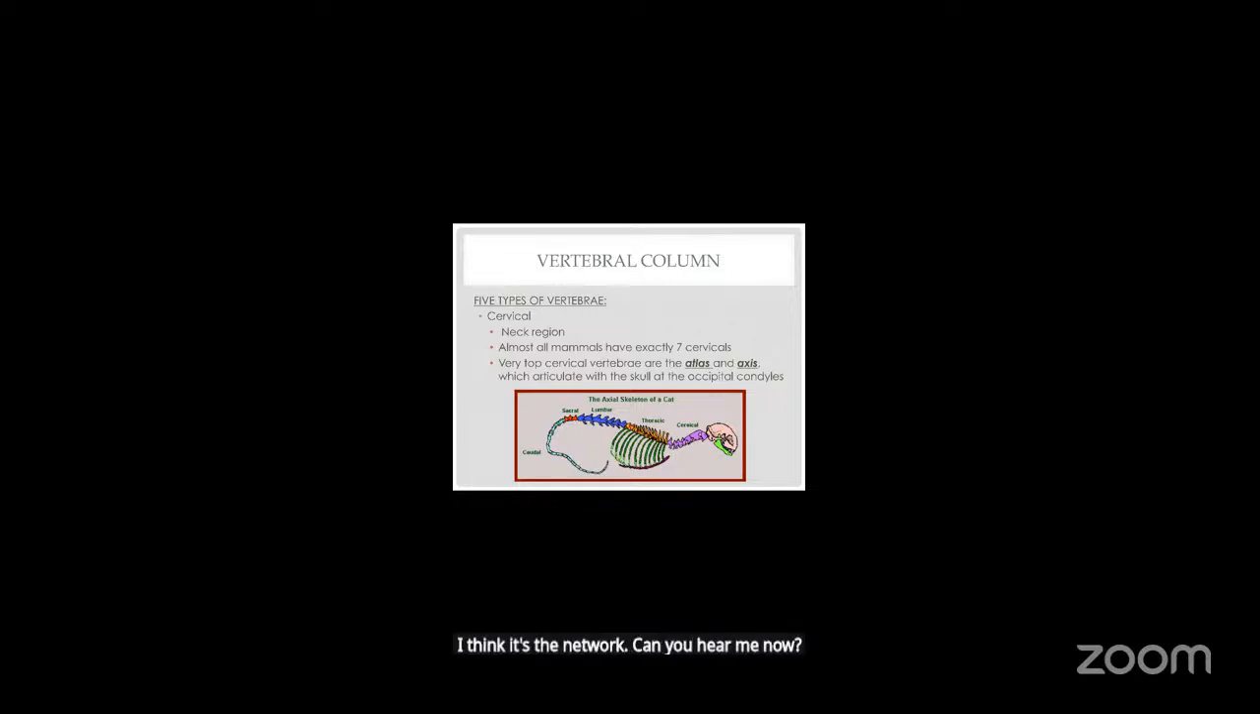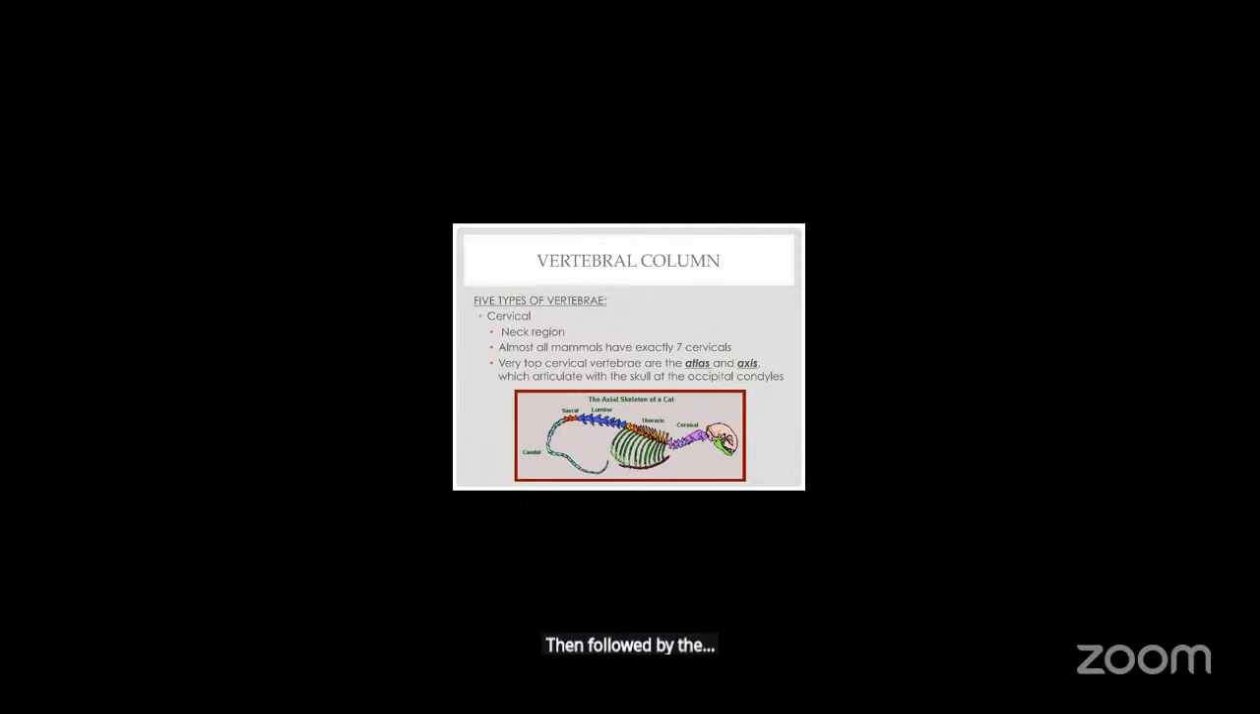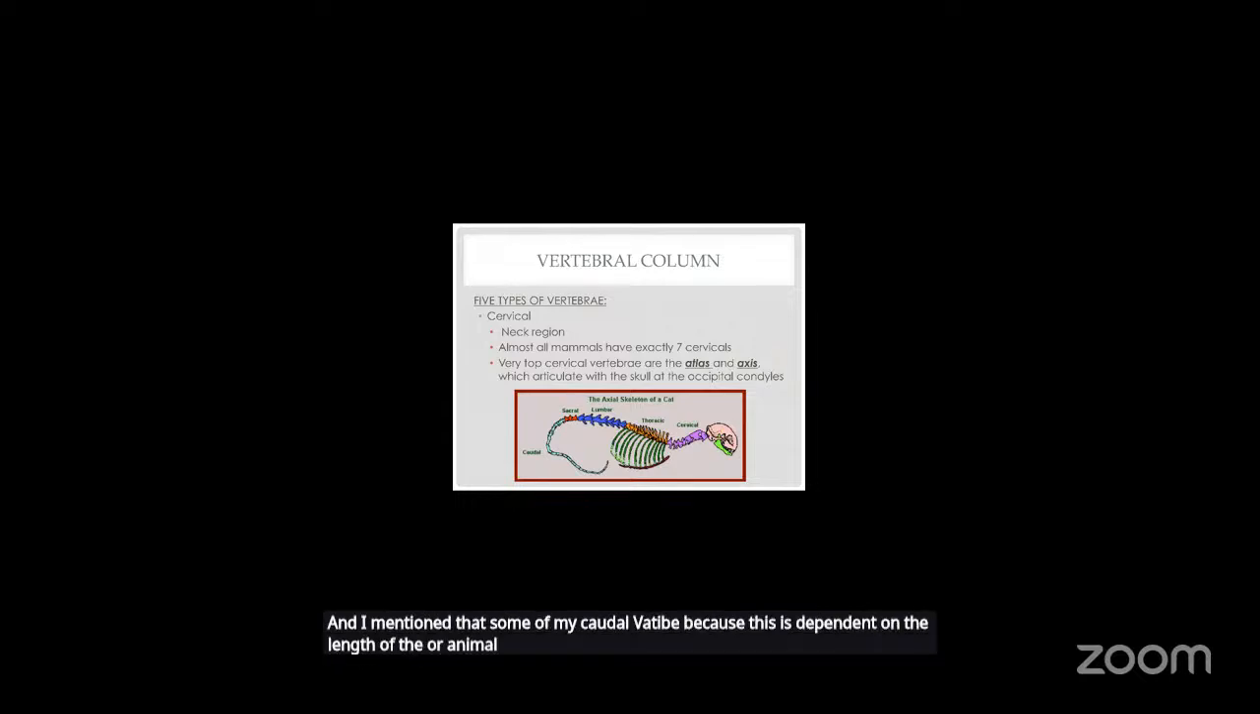Yes. Okay. I was talking about the vertebrae. I said the closest to the skull is the cervical vertebrae, which is usually fixed in number, followed by the thoracic, followed by the lumbar, and the caudal vertebrae. And I mentioned that the caudal vertebrae vary the most in number because this is dependent on the length of the animal.